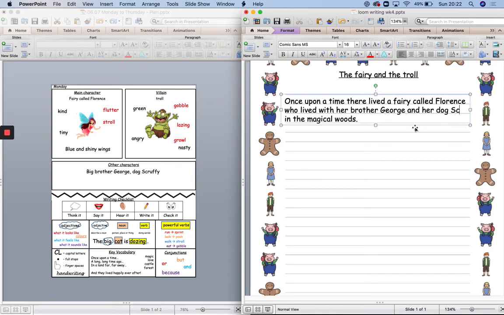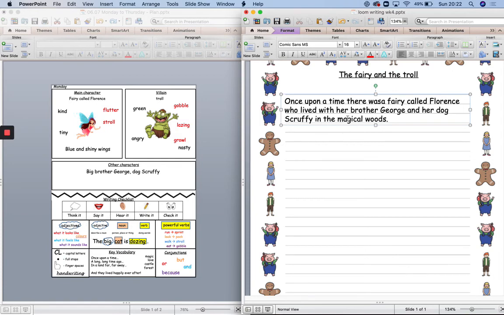Scruffy needs a capital S. In the magical woods. Now, having a little look back through here, I haven't got any powerful verbs, but I have got lived twice. Once upon a time there was a fairy called Florence who lived with her brother in the magical woods. Lovely. Adjectives, have I got any?